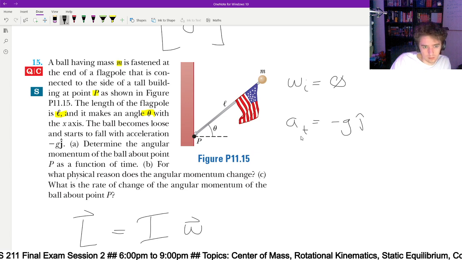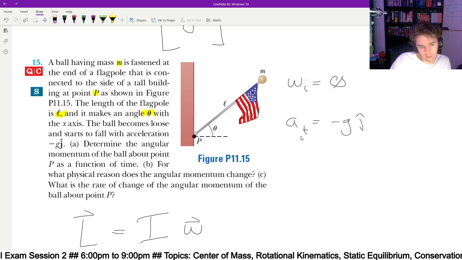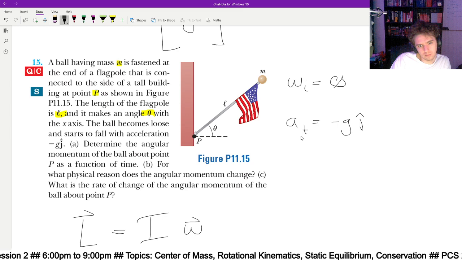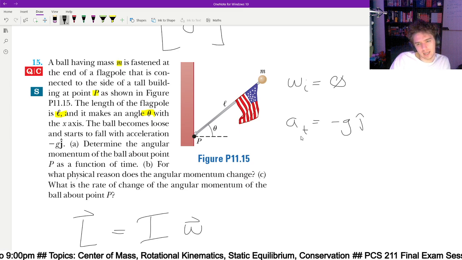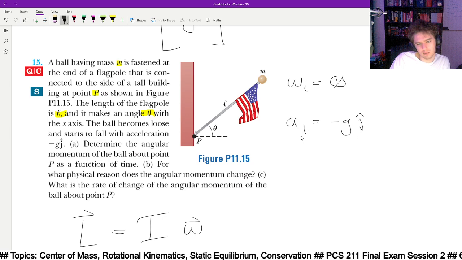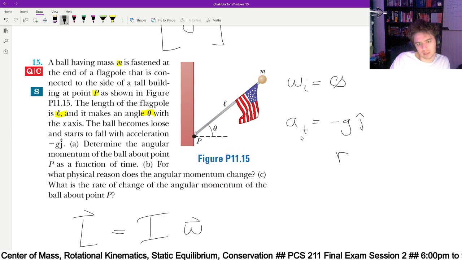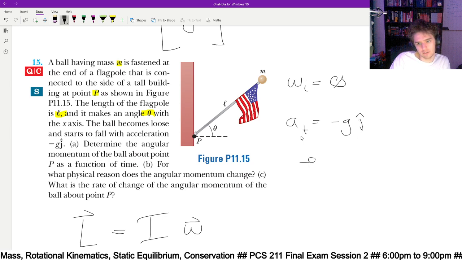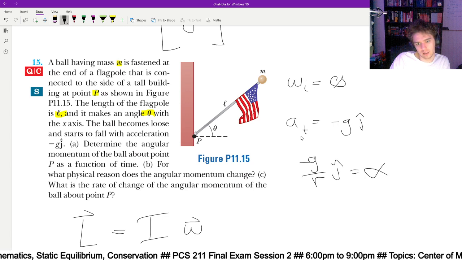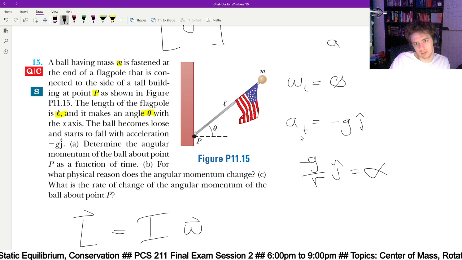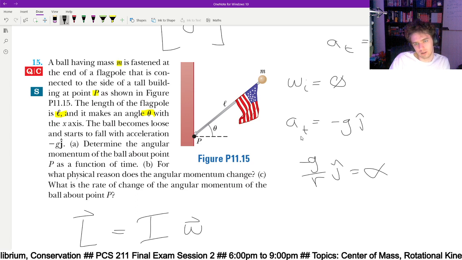L? Like you can't convert AT to acceleration. I think. I'm not sure. Well, I think I can because this isn't alpha, but I can say it would be r times negative g over r j hat would be angular because at equals r alpha.